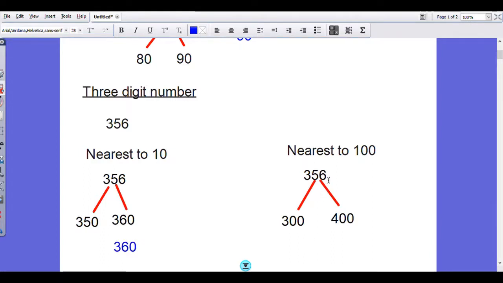Now the nearest 100. If you want to round the number 356 to the nearest 100, 356 is in between 300 and 400. Now see, it's much closer to 400. Very good. So rounding 356 to the nearest 100 is 400.